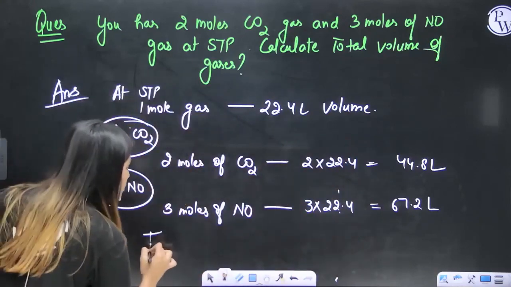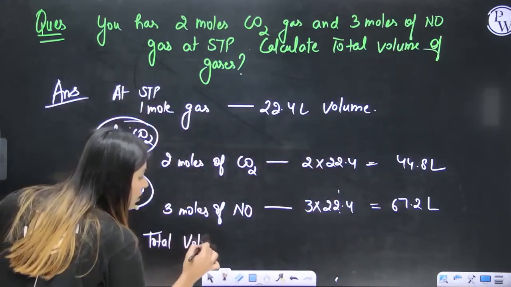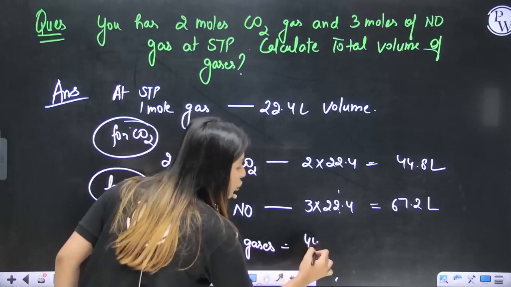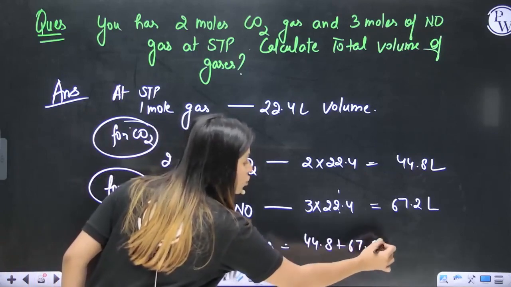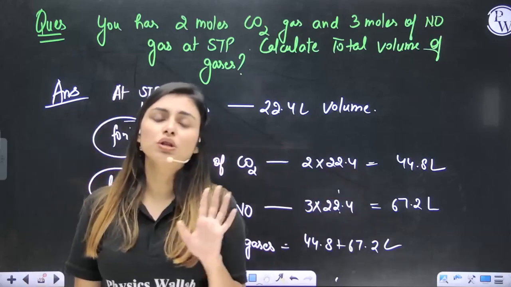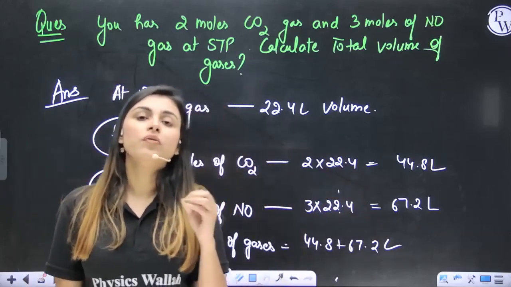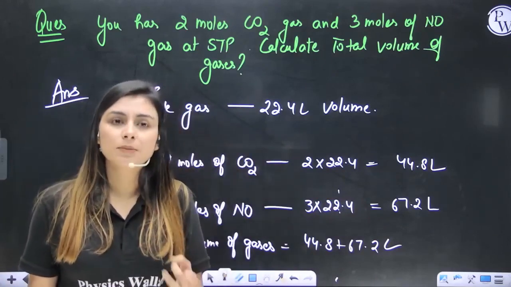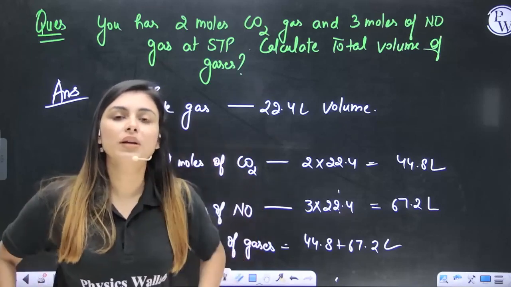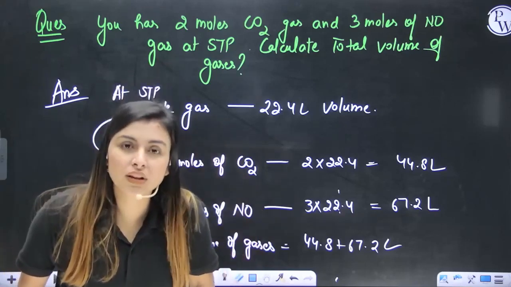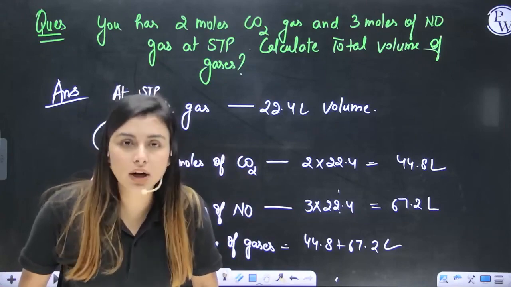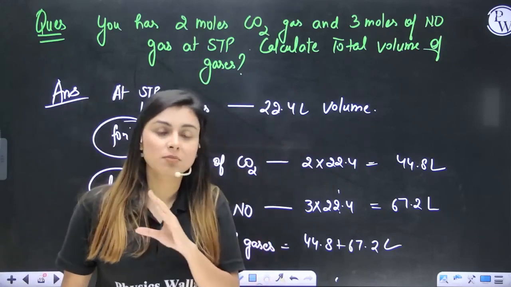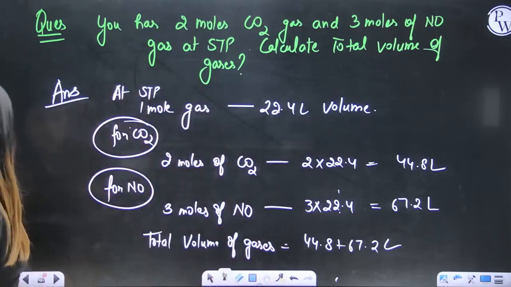And you are asked the total volume. So the total volume of gases will be 44.8 plus 67.2 liters. Just add them and you will get the total volume. So this is how you will be actually calculating. But if you are given 22.4 liters volume of H2O, you know that water is in the liquid state. Liquid state cannot be calculated by this formula. This formula is only and only applicable to gases. Just mind it. Okay. Now let's move forward, my dear students.